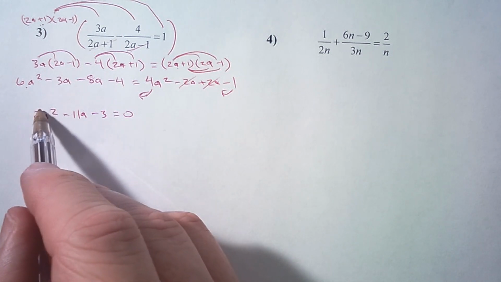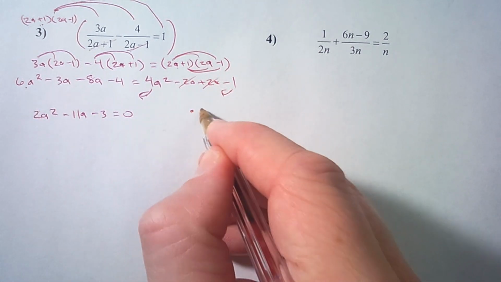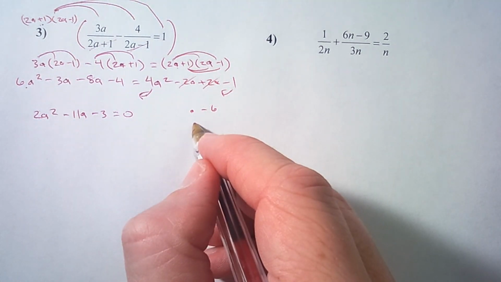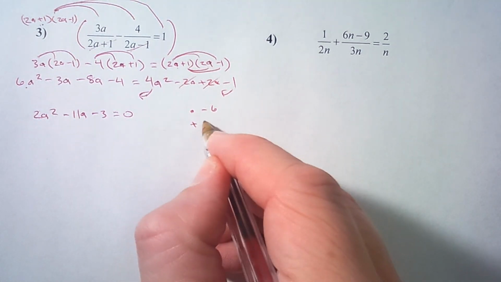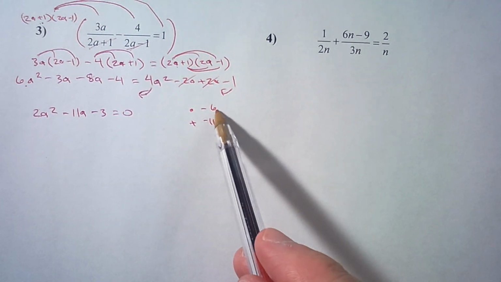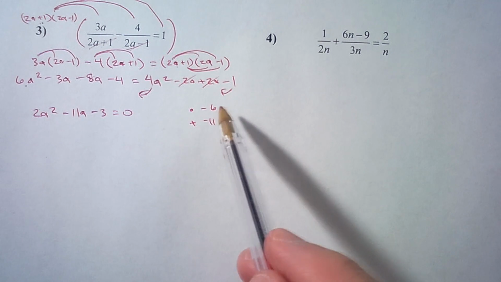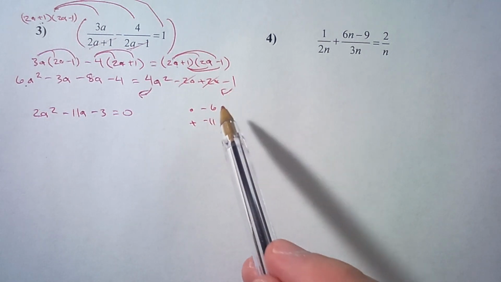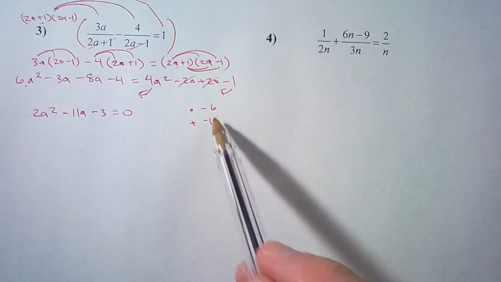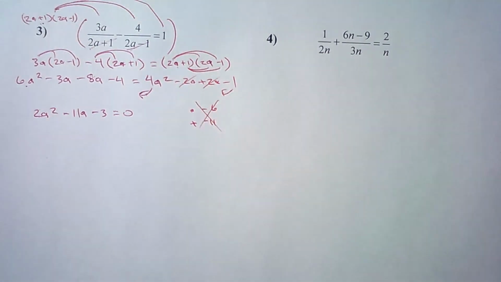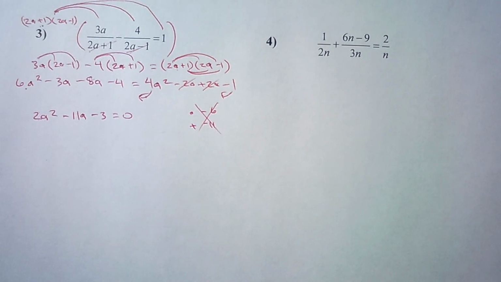So let's see, I've got a lead coefficient of 2, and 2 times negative 3 is negative 6. And I have to have numbers that add to negative 11. So I've got 6 times 1, and if I make one of those negative, I can't make those add to negative 11. I have 2 times 3. If I make one of those negative, they won't add to negative 11. So it looks like I won't be able to factor this one.